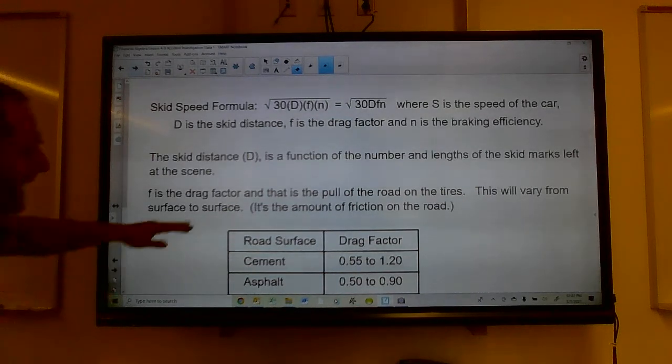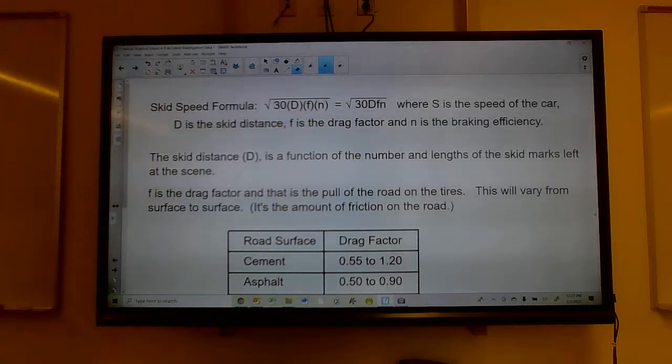Somebody got paid a lot of money to figure this out. This is a class called math modeling in college that you would take. Doesn't sound like it's very difficult, but it is a pretty difficult class. I would say it was probably the second hardest class I took in college. So the skid distance, D, is a function of the number and lengths of skid marks left at the scene. F is the drag factor, and that is the pull of the road and the tires. This will vary from surface to surface. It's the amount of friction on the road.